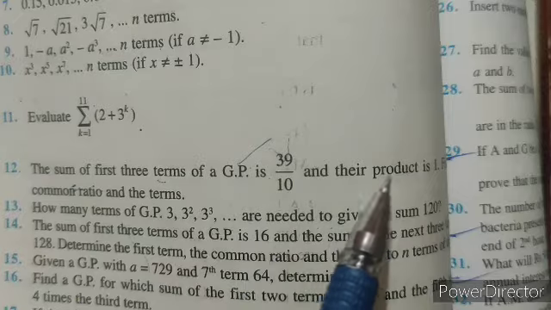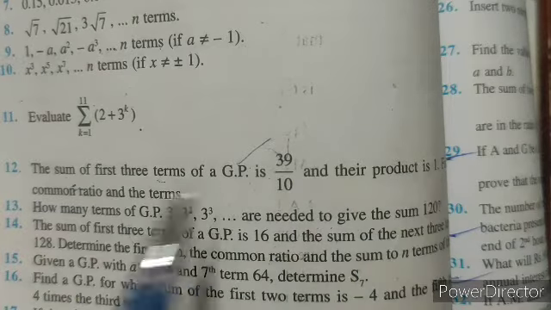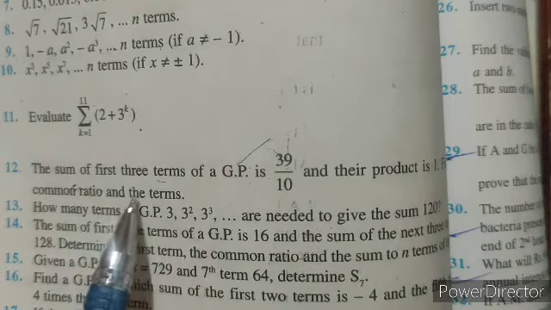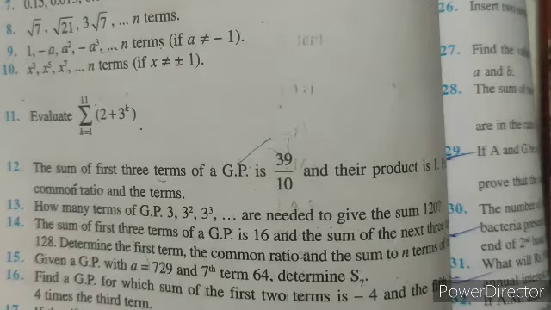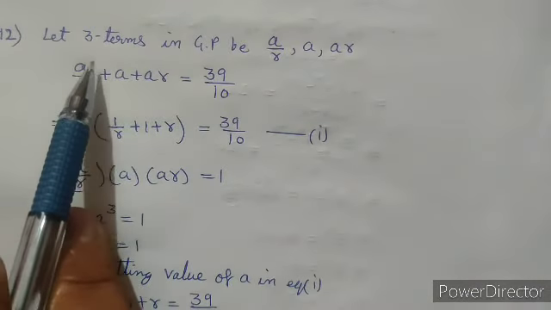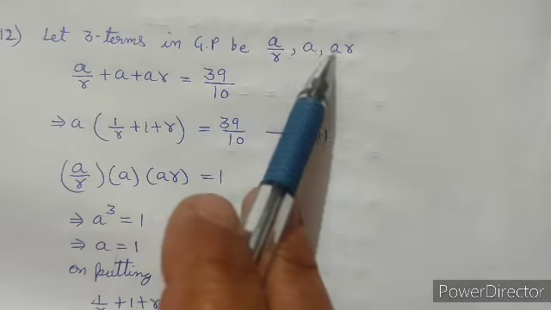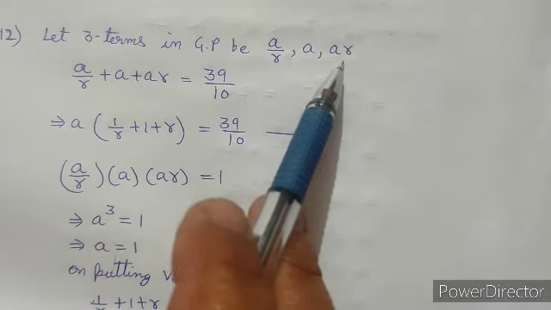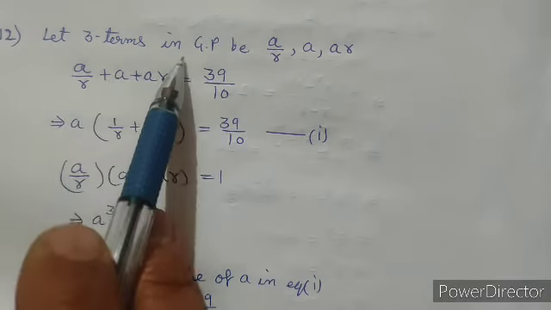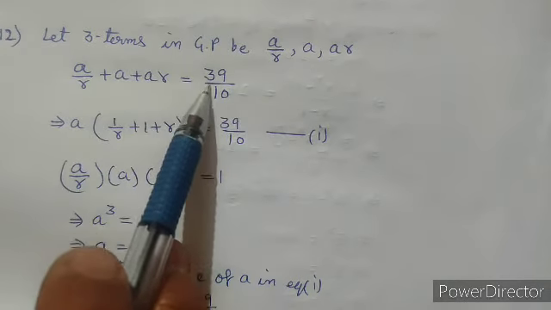In question number 12, the sum of the first three terms of GP is given to us as 39 by 10 and their product is 1. We have to find the common ratio and the terms of the GP. Now, let the three terms in GP be a upon r, a and ar.